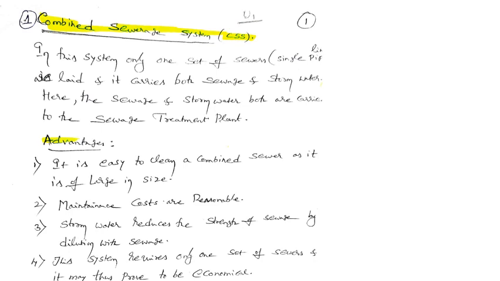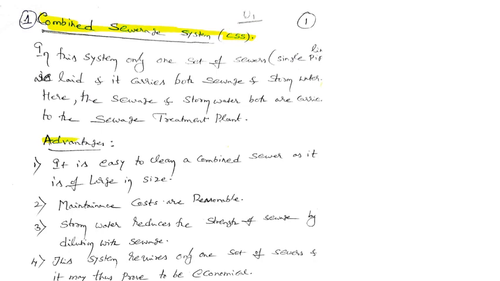Okay, and maintenance costs are reasonable. See, Stara mortar reduces the strength of sewage by dilution with the sewage. Observe here, the Stara mortar is pure water. The dilution will be taking place there only. See, this will dilute the strength of the sewage. It will reduce the load. The organic load on the treatment plant reduces.